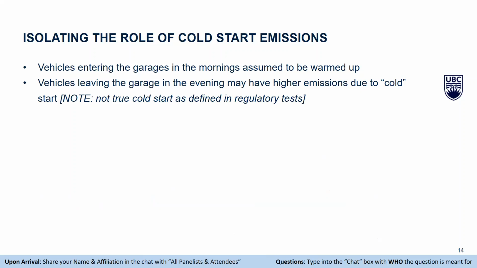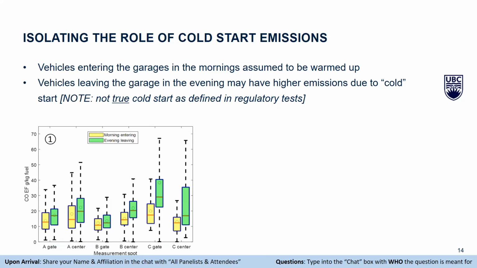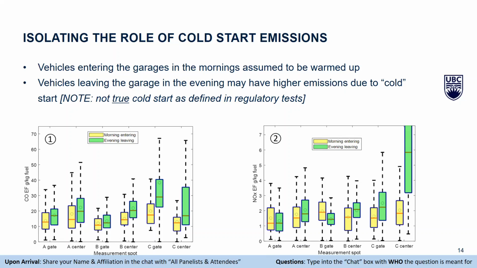And the vehicles leaving the garage in the evening tend to have been sitting all day and have colder engines, and thus may have higher emissions due to the cold start. This isn't a true cold start as defined by regulatory tests, but essentially it's shortly after the vehicle has been turned on that we are capturing it. And so if we separate our emissions into vehicles coming in the morning and vehicles leaving in the evening, we can see emission factors for morning entering in yellow and evening leaving in green for CO, and now I'm showing it to you for NOx.